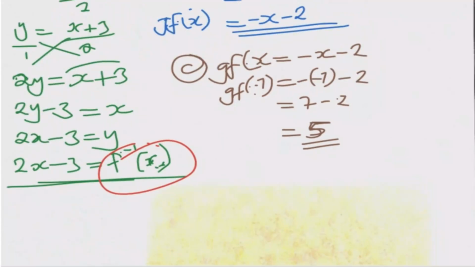So after finding the answer, we can go and record it. On C we were asked to find g of f of negative 7, which is equal to 5, or positive 5. So basically that is the answer.